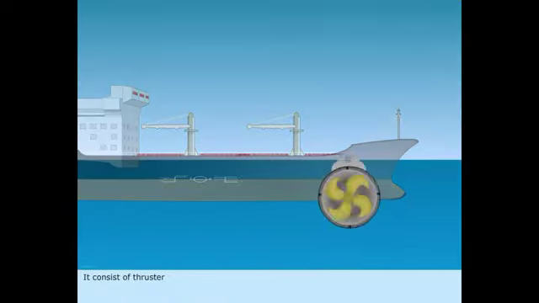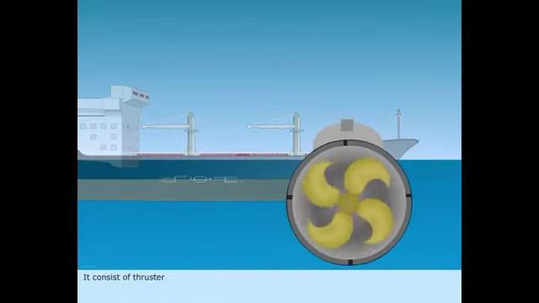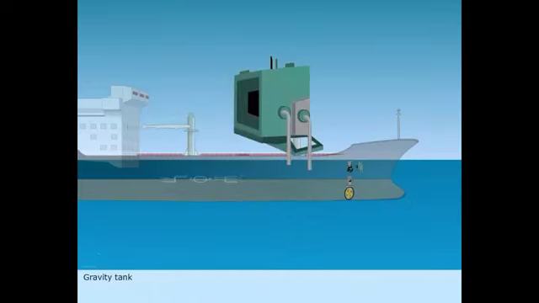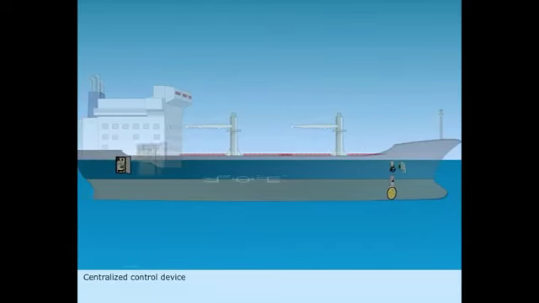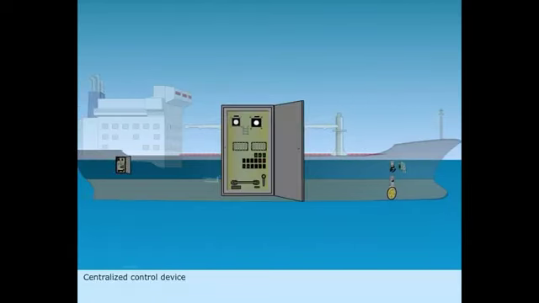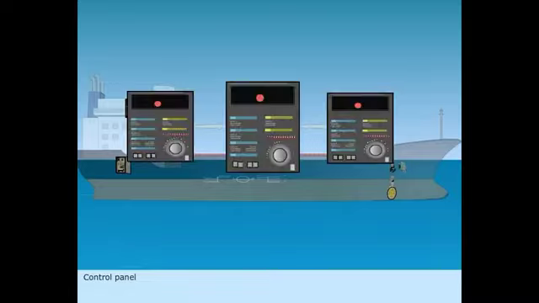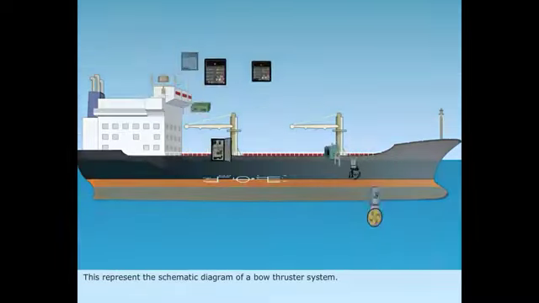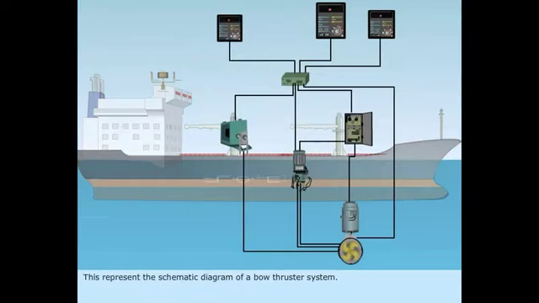It consists of thruster, hydraulic cabinet, gravity tank, centralized control device, control panel. This represents the schematic diagram of a bow thruster system.